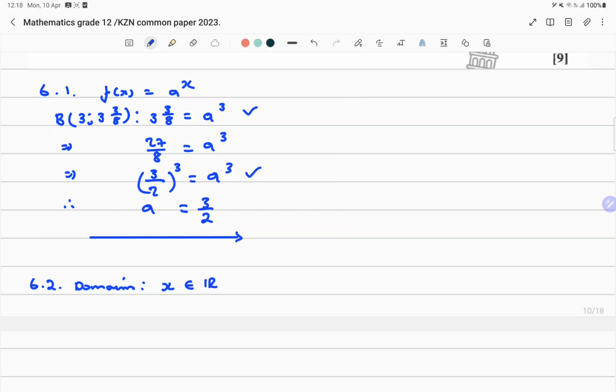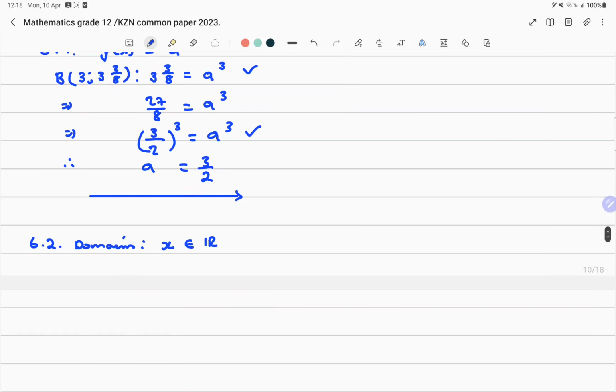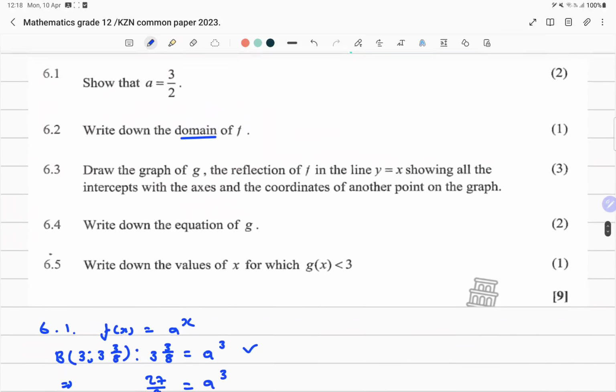And it's always like that. It's an element of real numbers. Done. So how many marks are there? 1 mark, because it indeed deserves a mark.